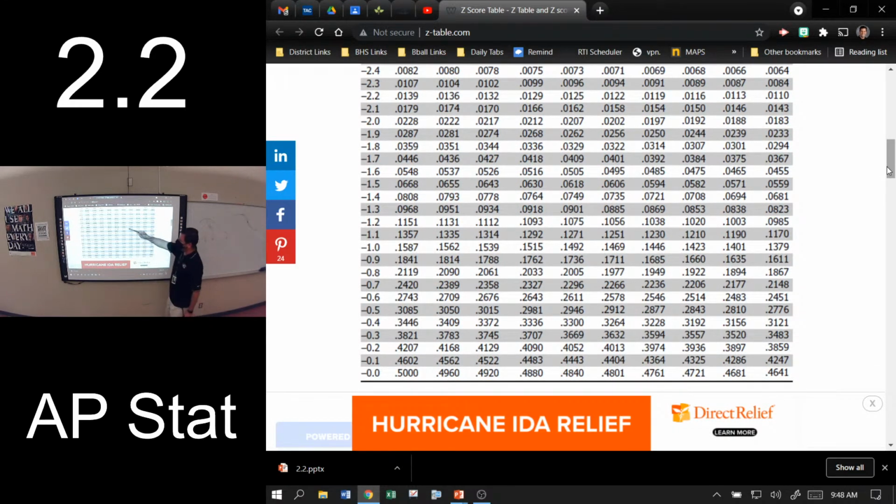So I just need negative 0.5. Here's negative 0.5. That's 0.50, 0.51, 0.52, 0.53, 0.54. Y'all kind of see how that table went. And now that's the percentage. 0.2946. So you gotta find the z-score over here.